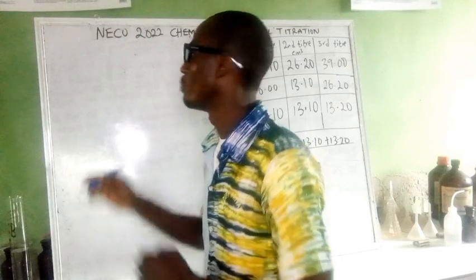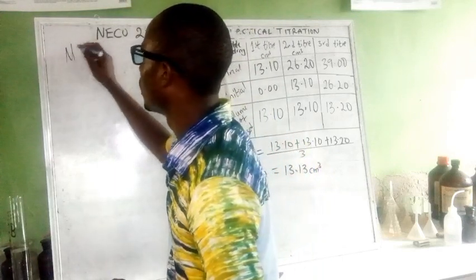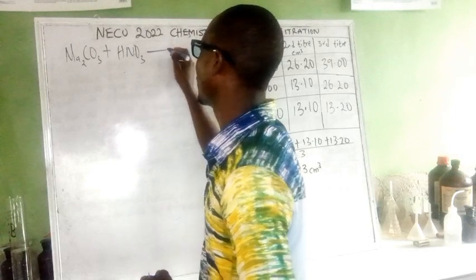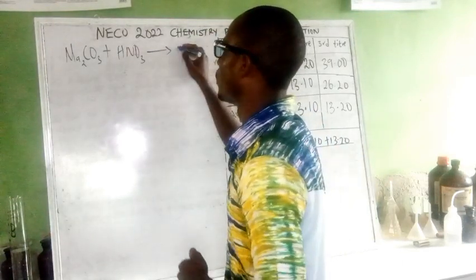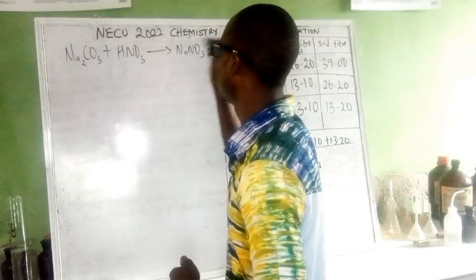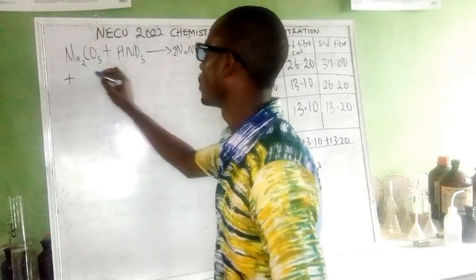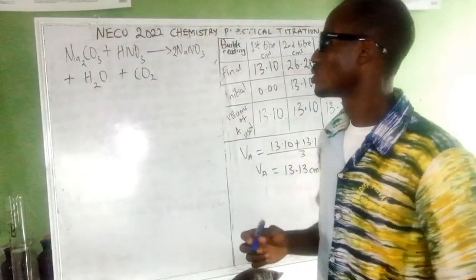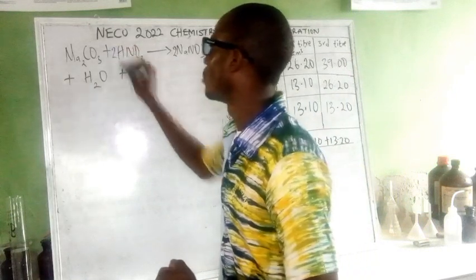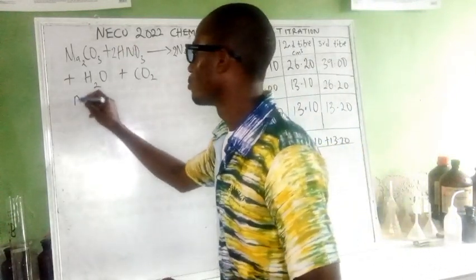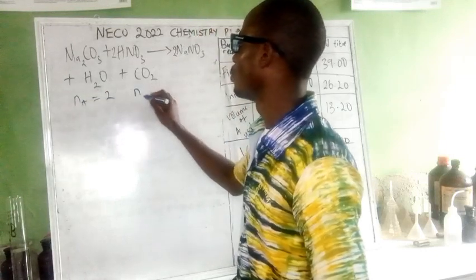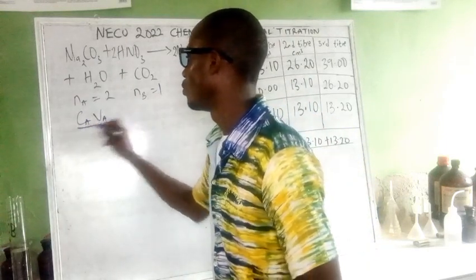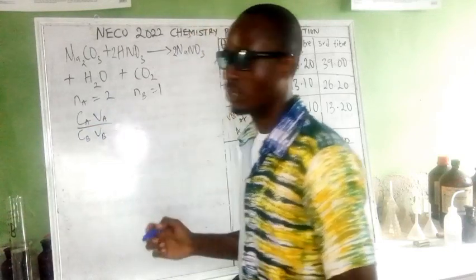Concentration of B in mole per dm³. Don't forget that the equation of the reaction is Na2CO3 plus HNO3, and that gives us NaNO3, that is 2, plus H2O plus CO2. Having gotten this, the next thing is for us to balance the equation. I think it's balanced now. So the number of moles of A is 2, while the number of moles of B is 1 according to the equation.